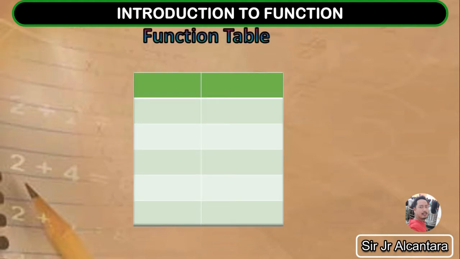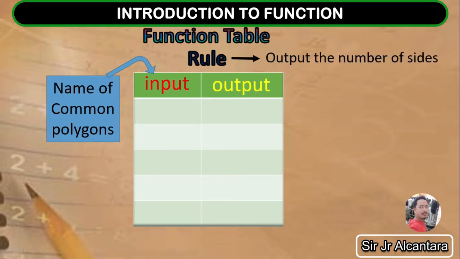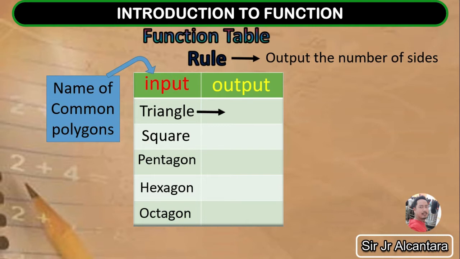So, example, function table. Yung input natin at yung output. Itong input, name of common polygons. At ang rule niya is output the number of sides. So, anong input natin? Name of common polygons, triangle, square, pentagon, hexagon, octagon. So, ang output ng triangle, number of sides is 3. Square, 4. Pentagon, 5. Hexagon, 6. Octagon, 8. So, input mo lang yung triangle, lalabas na yung 3. So, set ng input at set ng output. So, yun yung dalawang klase ng set.